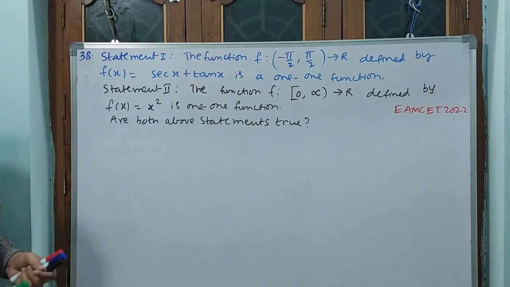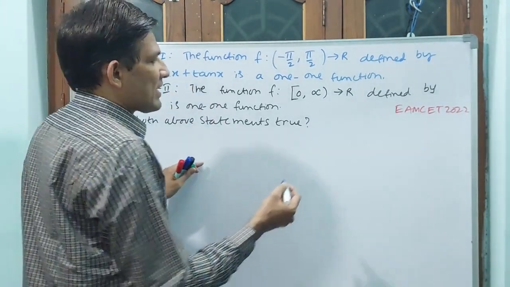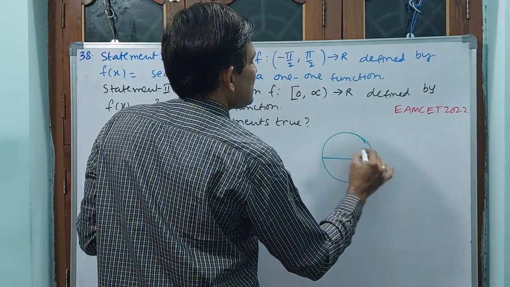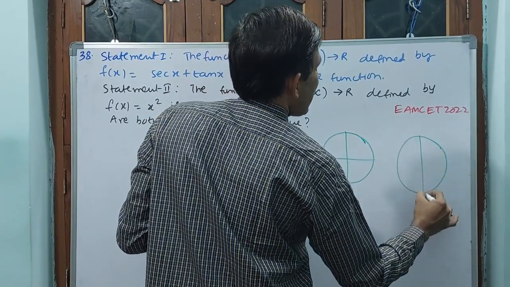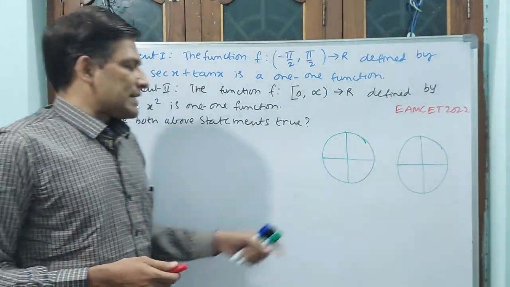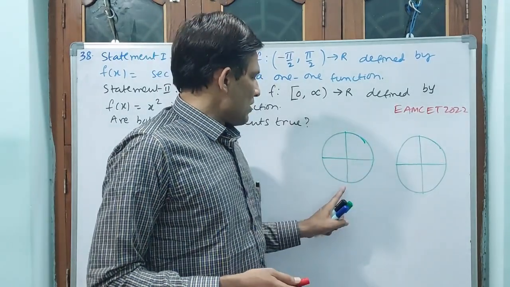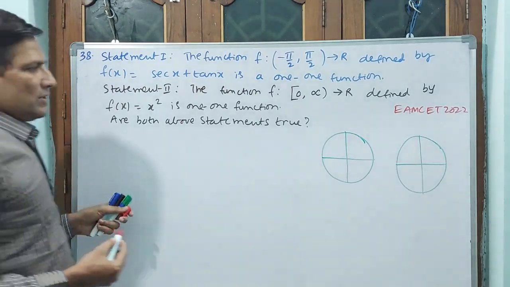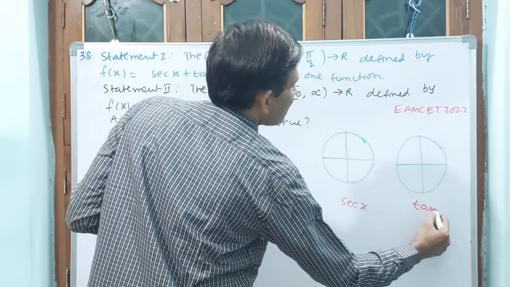Let me draw this circle diagram for secant theta, cos theta. You see what I am writing. This is circle diagram for secant theta. This is circle diagram for tan theta. Both we are adding. You remember, both we are adding. See, directly I am writing values rather than angles: minus pi by 2, 0, pi by 2. We know very well the circle diagram. Values I am writing directly. See, first one is secant theta, second one is tan theta.